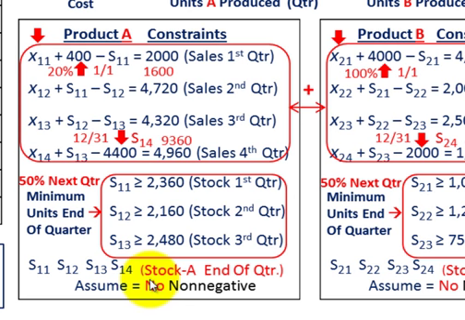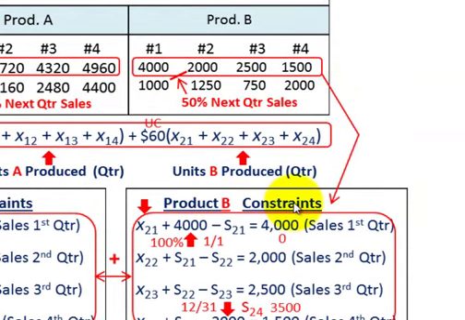So for leveling production, I'm not assuming any non-negativity here, or greater than or equal to zero, for my variables. Okay, so that's for product A. In product B, the same thing. We'll go through it, just skip through it real quick here. For product B, again, X21 here. Those were the sales for the first period, plus the stocking requirements.